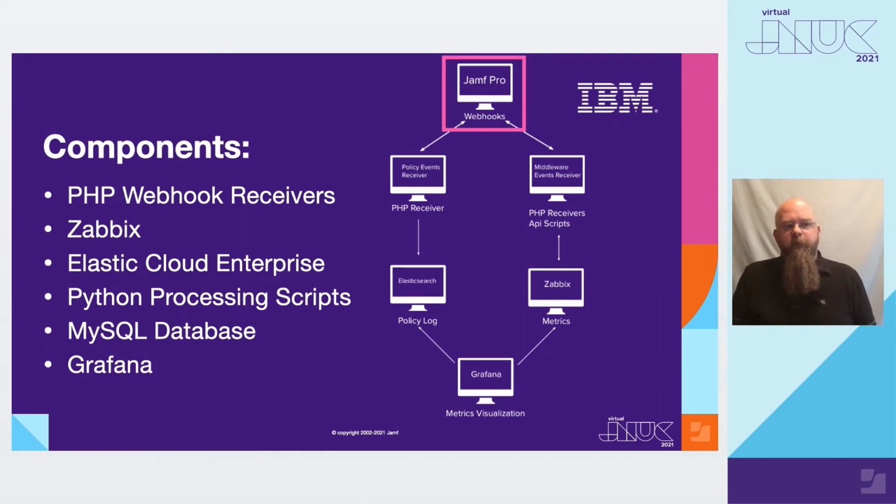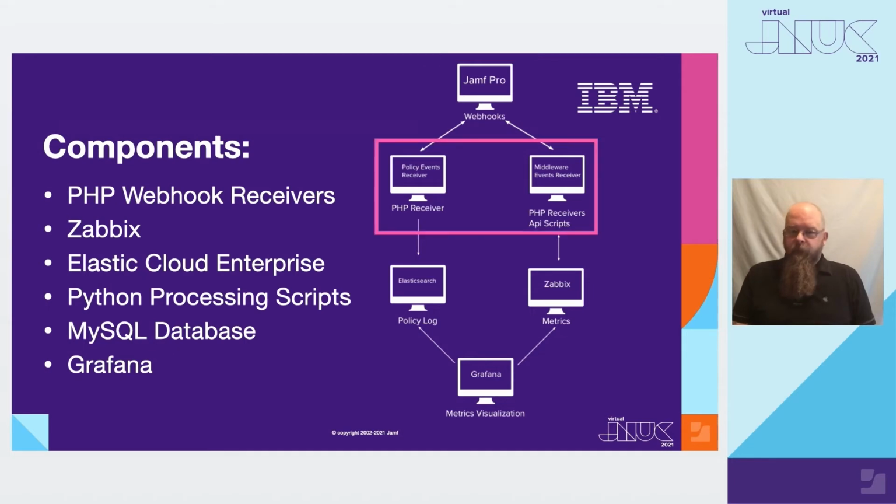Mac at IBM uses an extensive list of components to track and process webhooks. Obviously, this includes the Jamf Pro Server, or we wouldn't be presenting this topic at JNUC, but it's worth mentioning that this is where all of our webhooks originate. The next component is our PHP webhook receivers. These are PHP files that receive the webhook event and write a file or a log file. We will provide examples of these files at the end of the presentation.